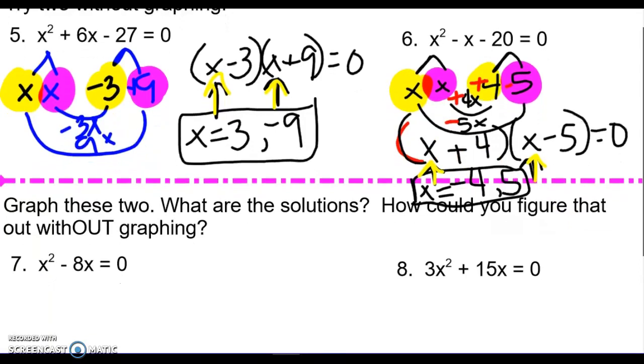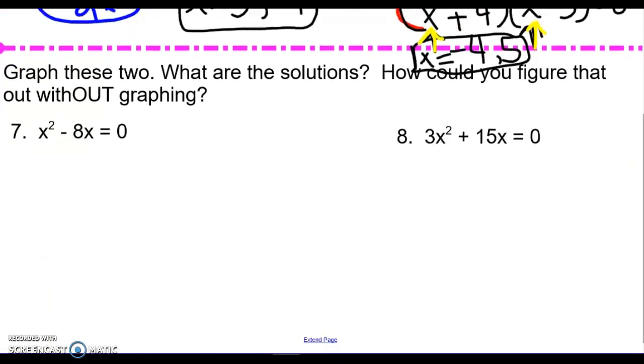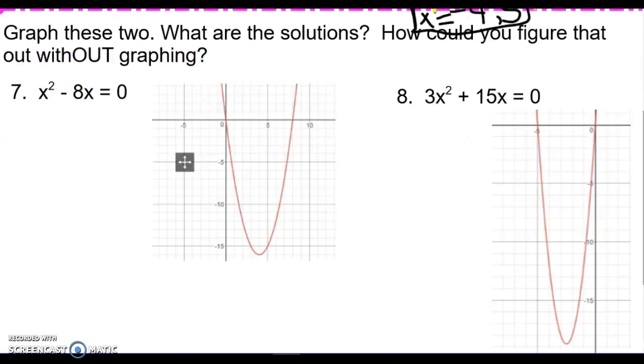All right, we're going to do just a couple more today. So graph these two. What are the solutions? How can we figure that out without graphing? So pause, graph them, and let's see what we come up with. Gosh, I feel like these ones come out a little bit weird. Was it what you expected? So if I go across and I'm trying to find my x-intercepts or my solutions, then this one is at 0 and 8. And this one's at negative 5 and 0.